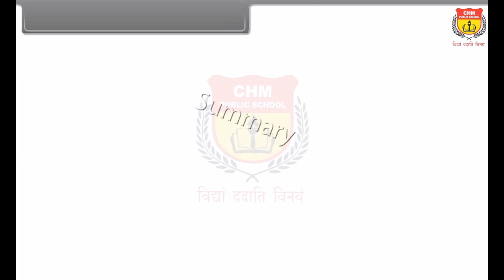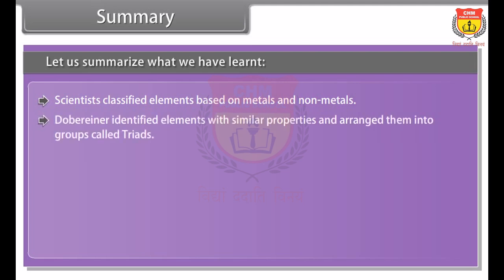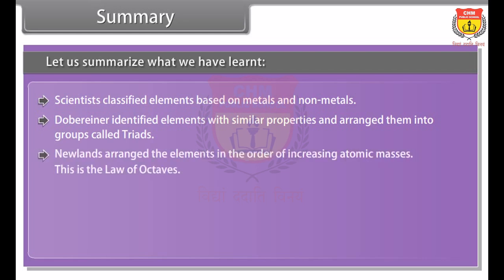Summary. Let us summarize what we have learned. Scientists classified elements based on metals and non-metals. Dobereiner identified elements with similar properties and arranged them into groups called triads. Newlands arranged the elements in the order of increasing atomic masses. This is the law of octaves.